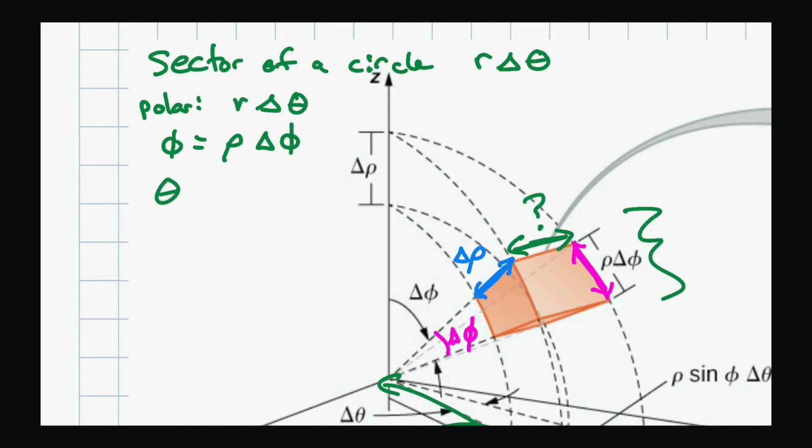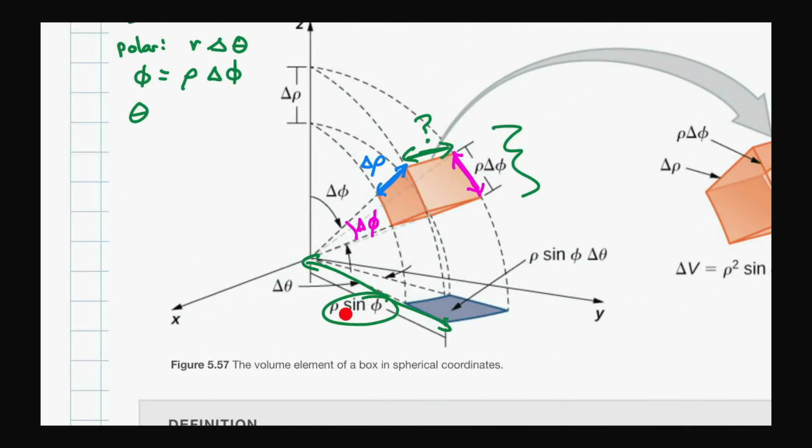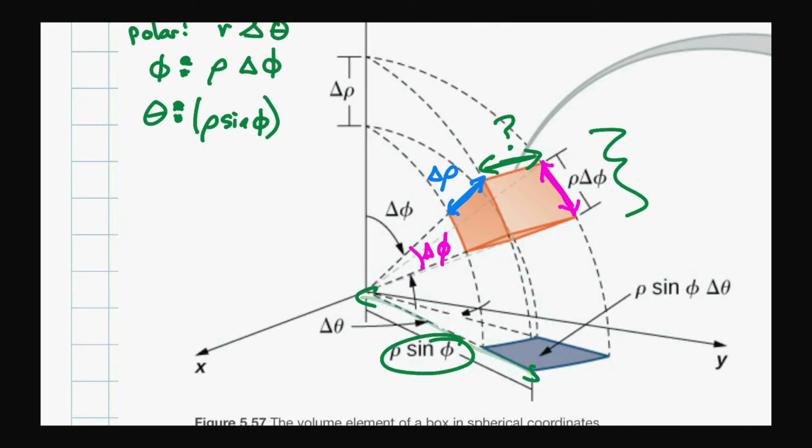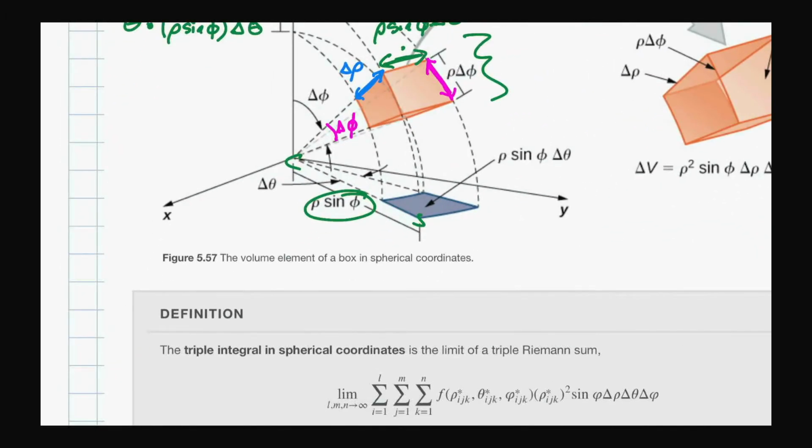And for theta, you have to come down here. In order to get this distance, you have to use this sine in order to project this down onto the plane. And so the radius here for theta is actually rho sine phi. I'm not going to derive that, I'm just going to say it. And then the change in the angle here was from here to here. That's the delta theta. So this question mark for this distance turns out to be rho sine phi delta theta.